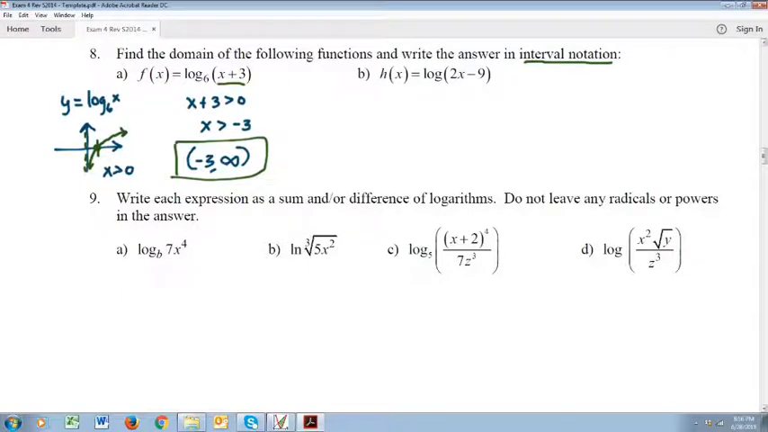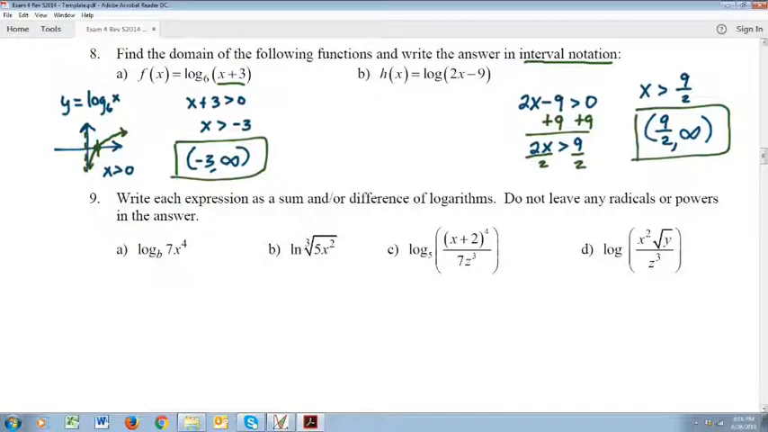All right, let's look at b. So again, we'll set 2x minus 9 to be greater than 0. So let's go ahead and add 9 to both sides. We get 2x is greater than 9. We'll divide by 2, and so x is greater than 9 halves. And so in interval notation, it's 9 halves to infinity.